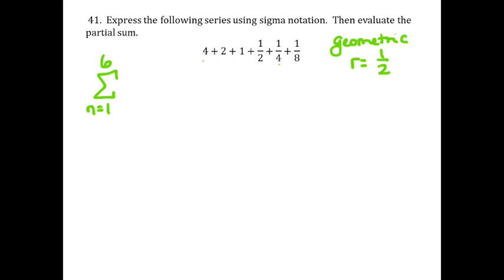And so a simple way to set up this summation notation is just to use the a sub n formula for geometric sequences. A sub n is equal to the first term times the common ratio to the n minus 1 power. And so if I transfer that over here to the sigma notation, it's going to be the first term, which is 4 times 1/2 to the n minus 1 power.